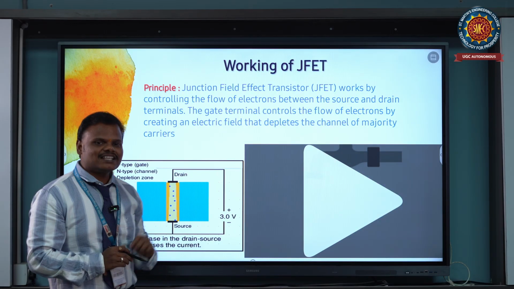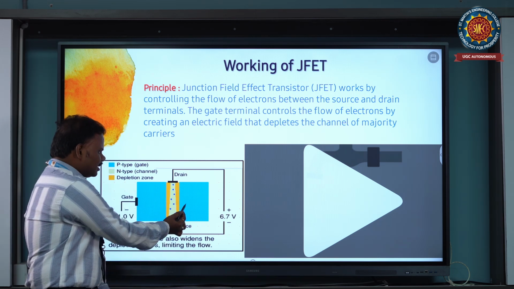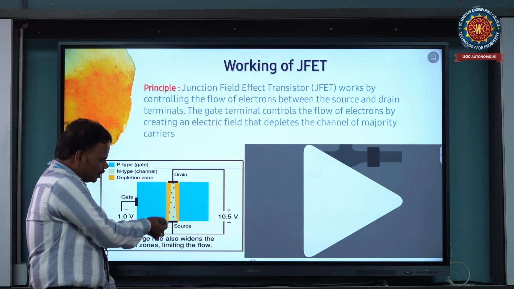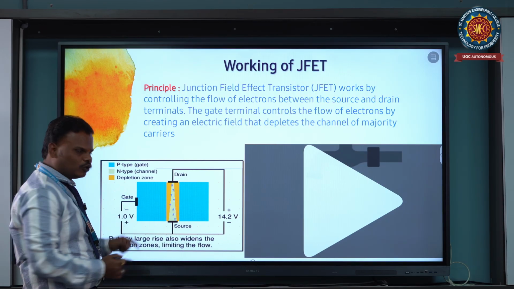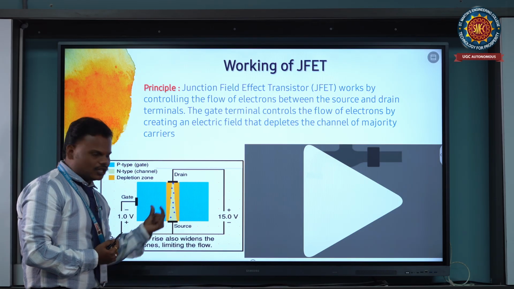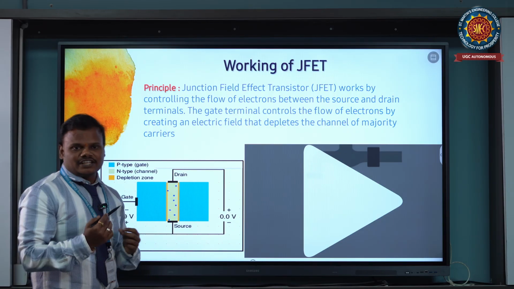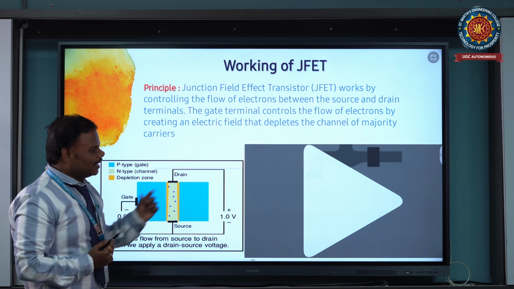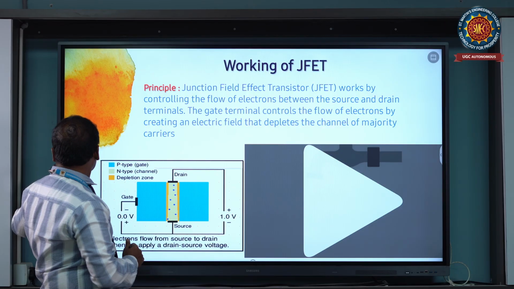Our device is the junction FET. If you observe this structure, here we have a channel, from source to drain, and we are moving these charge particles by applying the voltage source. Whenever we apply the gate voltage, this causes a change in the depletion region width. Due to that, we are able to control the current. Hence it is named a voltage controlled device. I will elaborate this operation with the next slide.